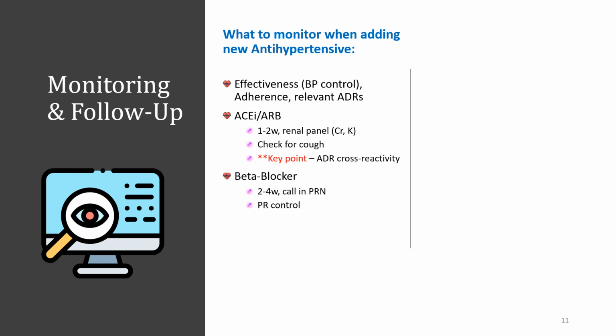For the class of beta blockers, we will want to call in about 2 to 4 weeks to check in PRN, because you don't really need to monitor blood tests for these agents. You also want to monitor pulse rate control.